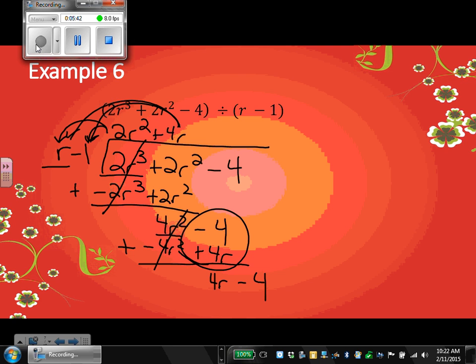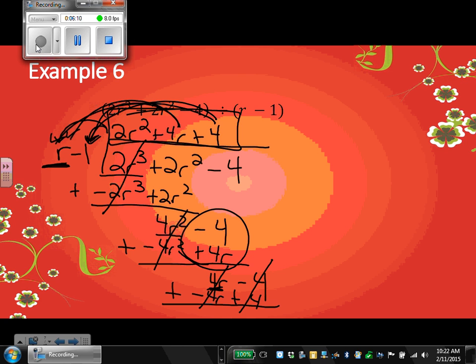So now we're going to divide again. We're still working through our commercial. R times what is 4r? Times 4. So 4 times r is 4r, and 4 times negative 1 is negative 4. We normally subtract, but we will add the opposite of this and the opposite of that. So these will cancel and these will cancel. So you have a 0 remainder. So now you're finished.